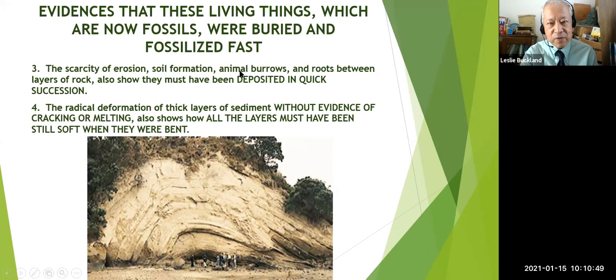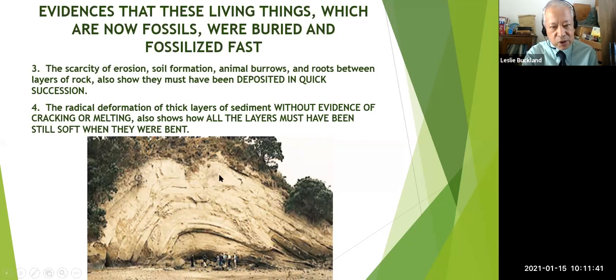There's hardly any evidence of animals digging holes into the ground. Rats like to dig holes, rabbits like to dig holes, foxes like to dig holes. There is hardly any evidence of animal burrows, that is, the holes that animals have dug into the ground, which shows that there wasn't really time for any of that to happen. And roots, there's hardly any evidence of roots between one layer of rock and another, which shows that these layers of rock must have been deposited or laid down in quick succession, one after the other, after the other, after the other.